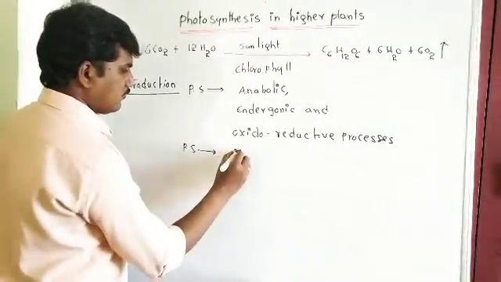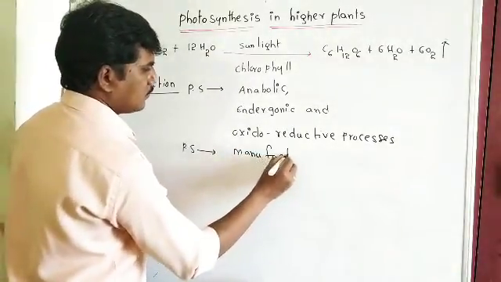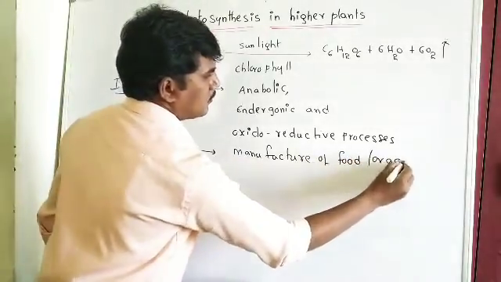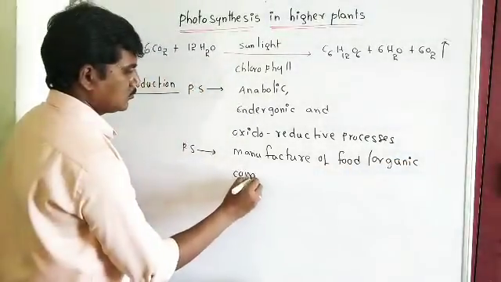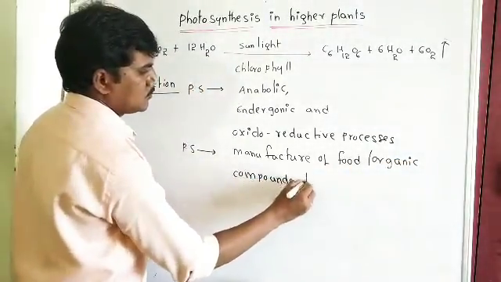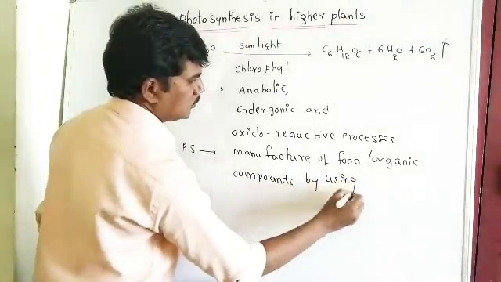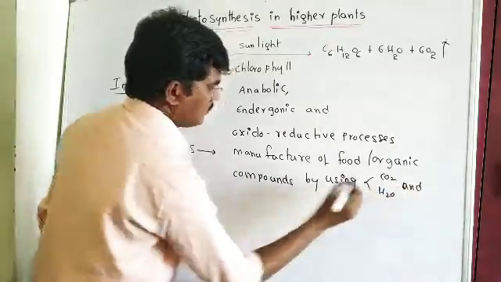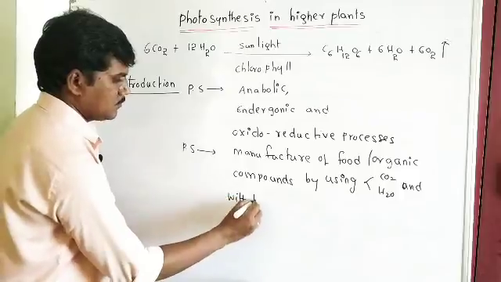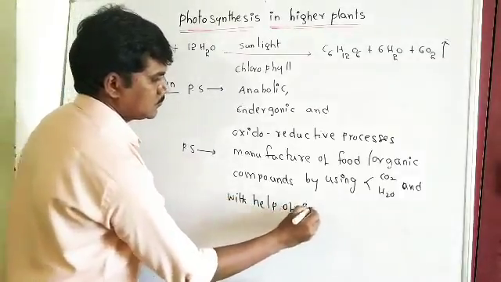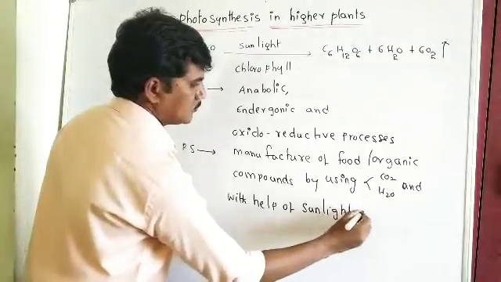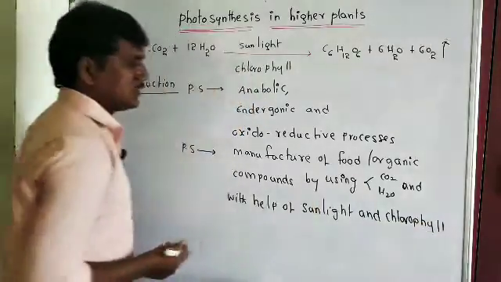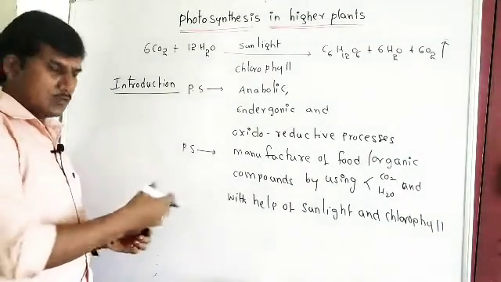Photosynthesis is nothing but the manufacturing of food molecules, or organic compounds, by using carbon dioxide and water, with the help of sunlight and chlorophyll pigments. We will discuss the equation in a detailed manner in the coming classes.